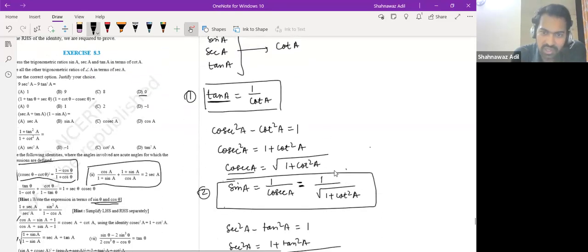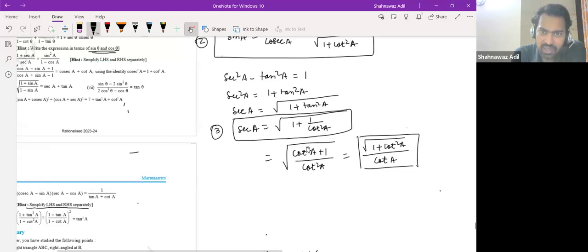So we just wrote sec square A minus tan square A equals 1, right? And we put the value of tan. The value of tan was 1 by cot. So we put this, and then we got sec A in the form of cot A. This was the idea. Clear?